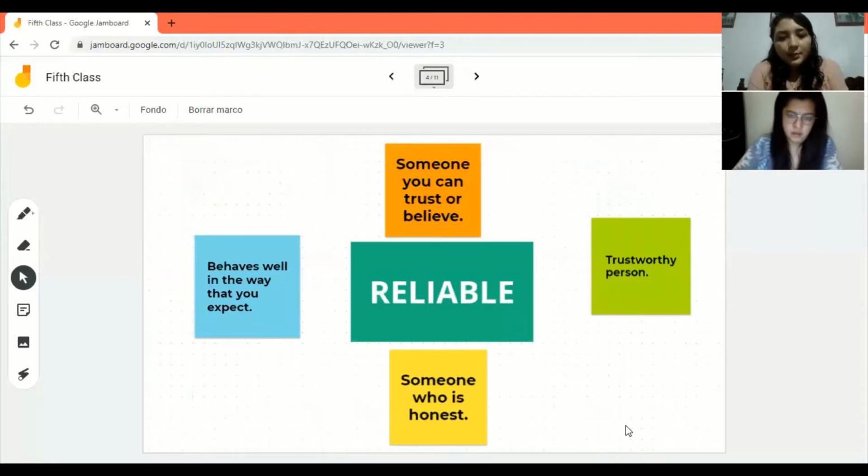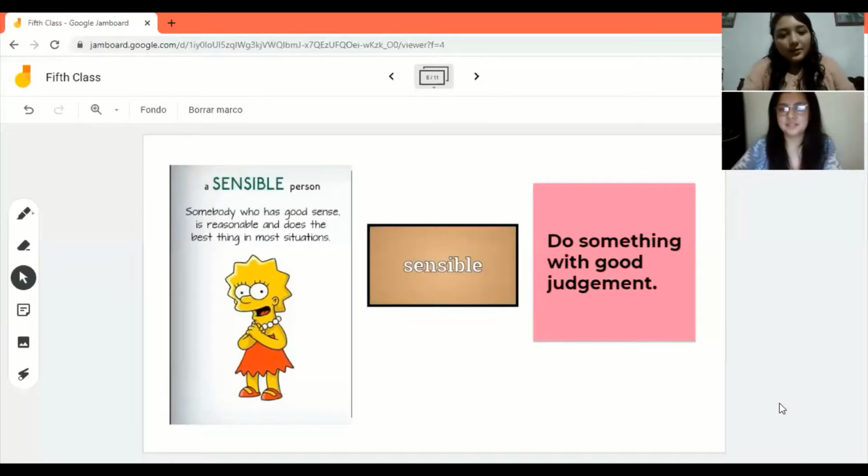So we also have reliable. Reliable is a person that you can trust or believe. They behave well, in the way that you expect them to behave. They are honest and trustworthy people. So you can trust them to tell a secret or to ask for some favors, and they are very trustworthy people.